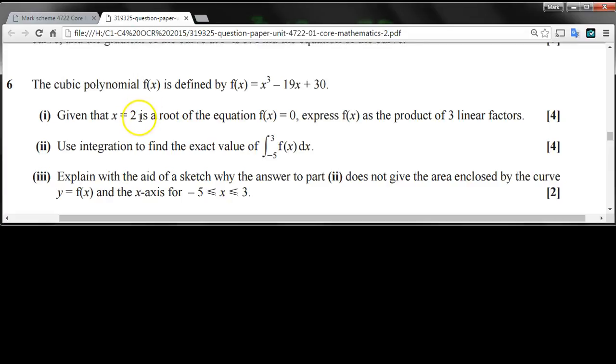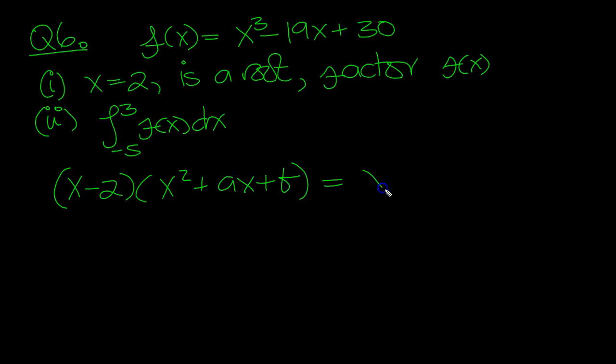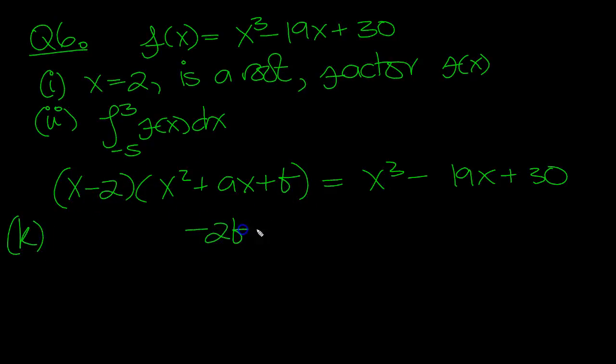Question 6. We've got part 3 to do. I'll write that down in a minute. Since 3 is a root, x minus 2 is a factor. It's going to be x squared, isn't it, to give you the x cubed, plus ax plus b, equals x cubed minus 19x plus 30. If we look at constants then, here we'd have minus 2b is equal to 30. So b equals minus 15.